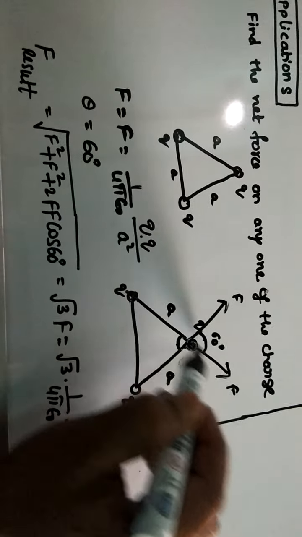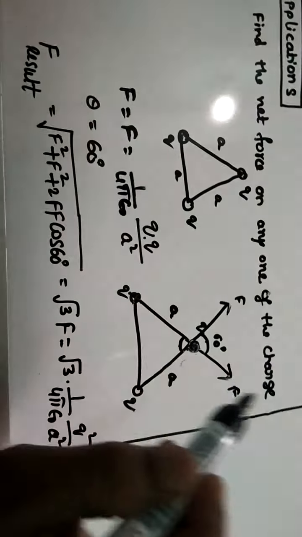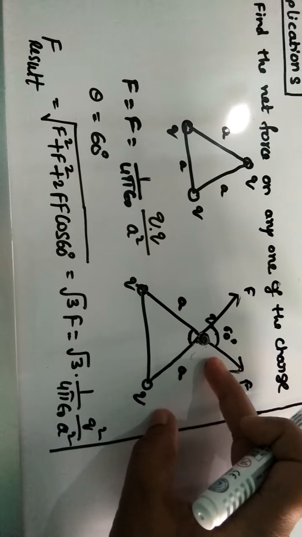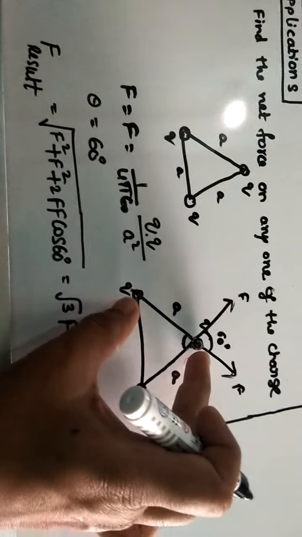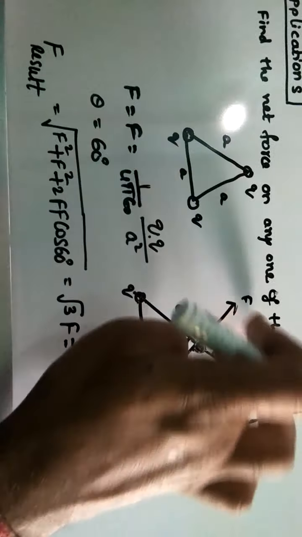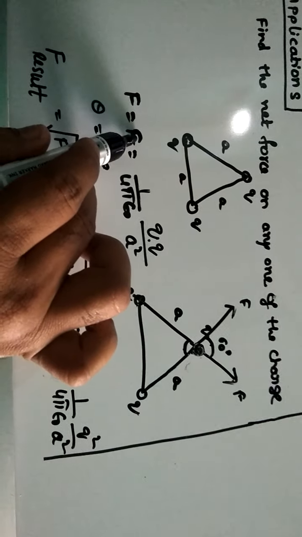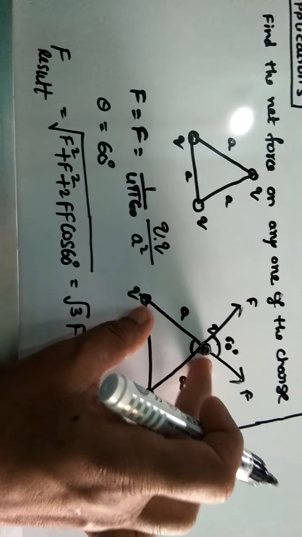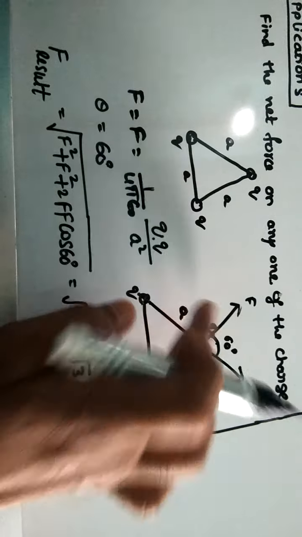See, here force is F, here force is F. Sir, why are you writing F and F? Very simple. Here charges are Q and Q, distance is A. Here also charges are Q and Q, distance is A. Automatically the force value is also the same. The value of force F and F is nothing but 1 by 4 pi epsilon naught Q1 Q2 by R square, that is Q into Q by A square.